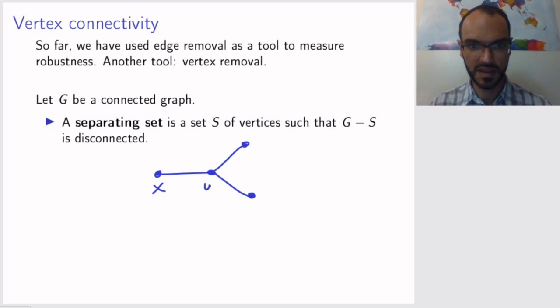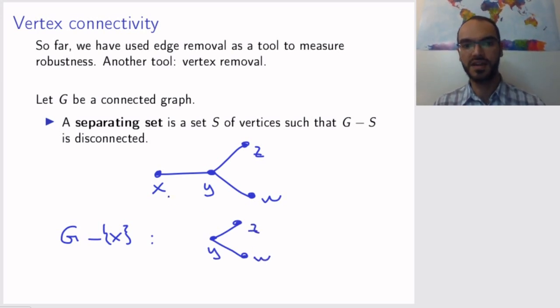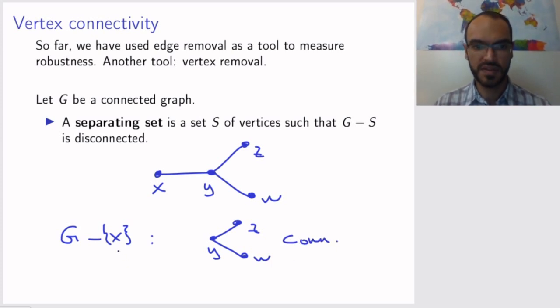Let's call the vertices x, y, z, and w. So what is G if we remove the vertex x? Well, this is the graph that just has y, z, and w, because remember, the difference between removing vertices and edges is when you remove a vertex, you have to remove all the edges incident to it. So this is connected. So this is not a separating set.